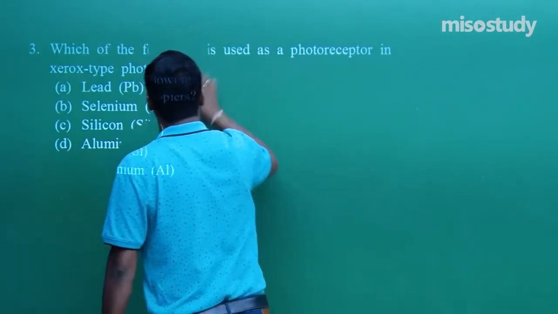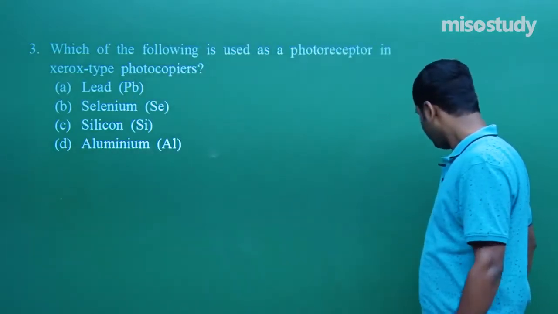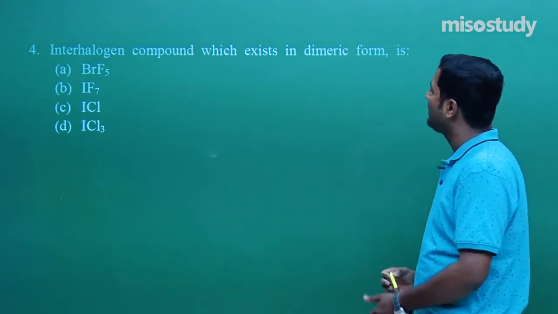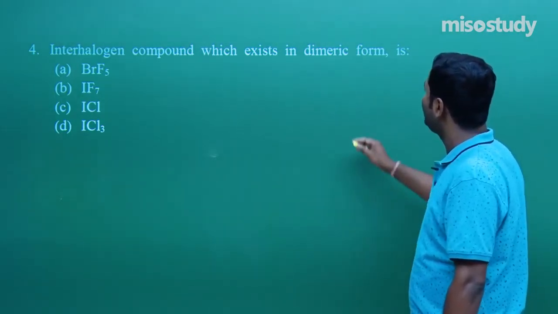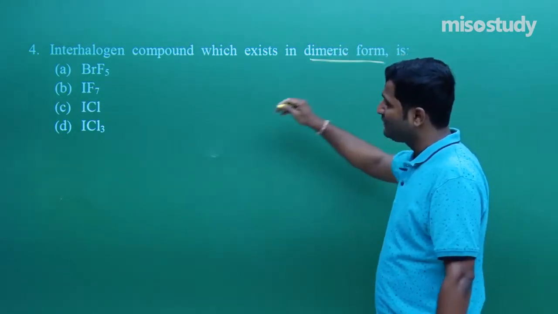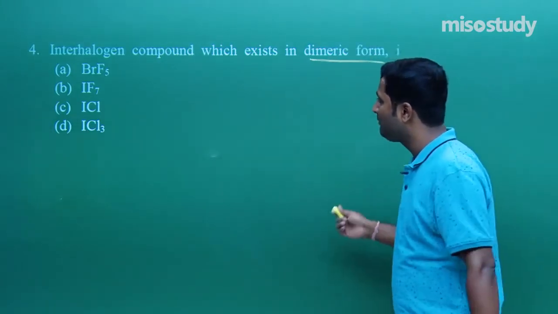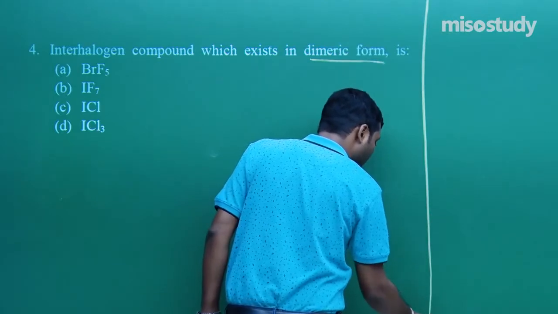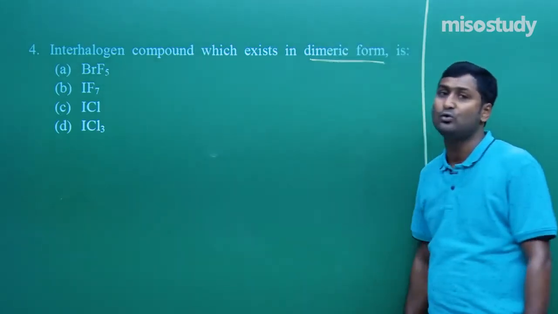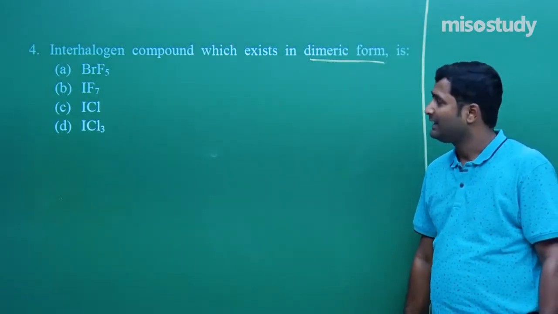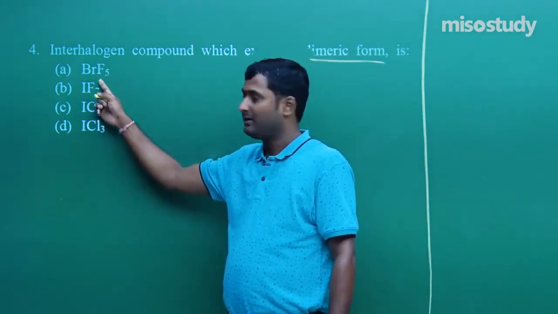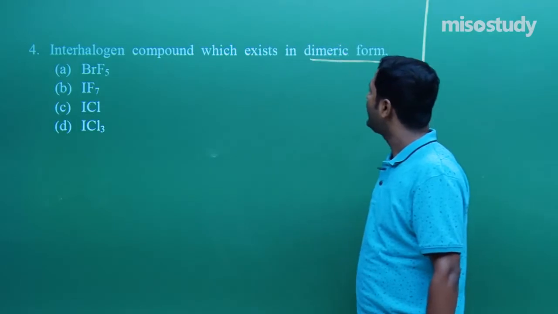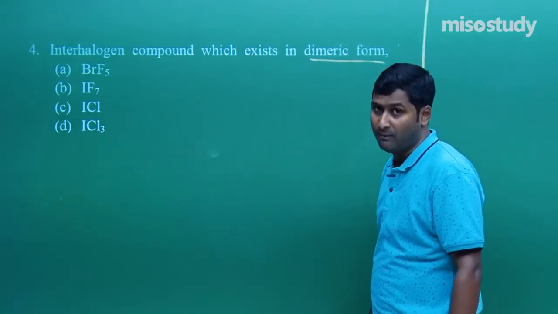What will happen? Check it out. The next question is question number 4. Interhalogen compound which exists in dimeric form. As we all know, these all are interhalogen compounds. Interhalogen means the compound which forms by the combination of two halogens. That is BrF, IF7, ICl, ICl3. Now, which exists in dimeric form?